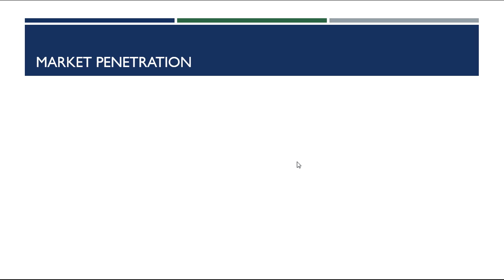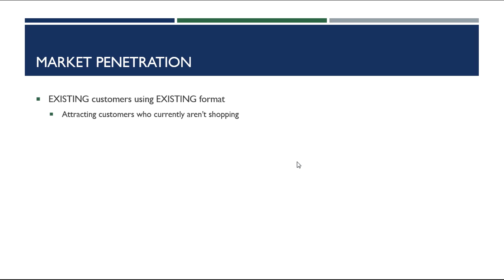This is a growth opportunity directed at your existing customers using your existing format. So basically what you're trying to do is attract customers who currently aren't shopping at your store or who are shopping but might be spending very little. And so you want to try to get new customers in or get your customers to return a little bit more often. And there's a couple of approaches to doing that. So a couple of ways to go about market penetration.